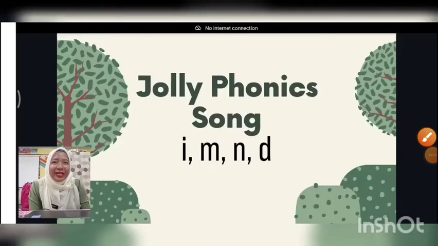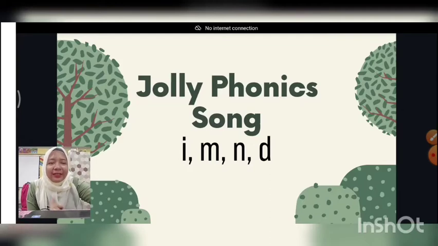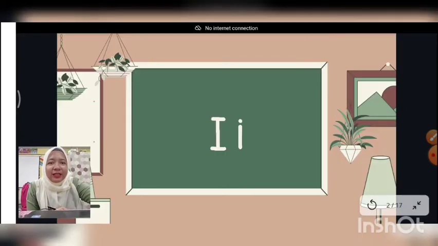Everyone, today we will learn about the phonics for I, M, N, and D. Okay, so now let us see the first letter. The first letter is the letter I. How does I sound like? Yes, it's E, E, E.